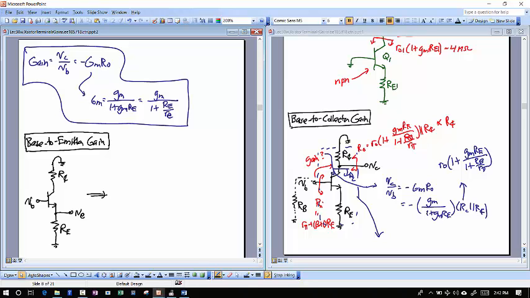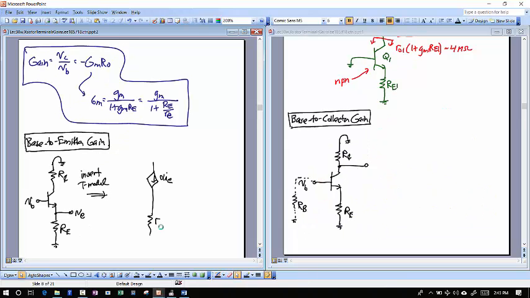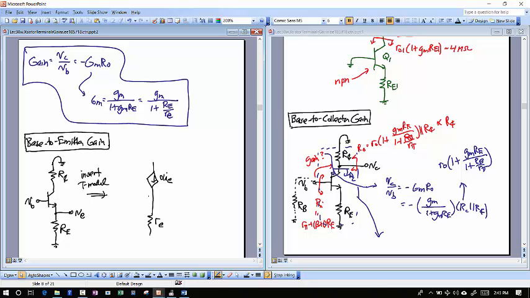And it just so happens it's much easier to see things in this case with the T model. You can derive exactly the same thing with hybrid pi, but I'm just going to show it to you with the T model now. So let's insert the T model. And in this case, the T model, as you'll remember, is this. I have a current source that's alpha times IE. I have a little re here, and my IE is going through the little re.